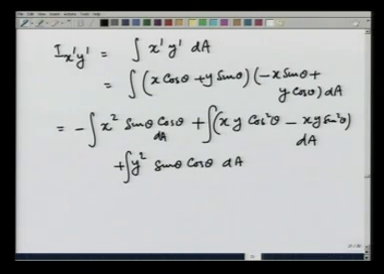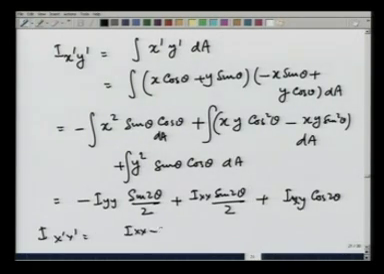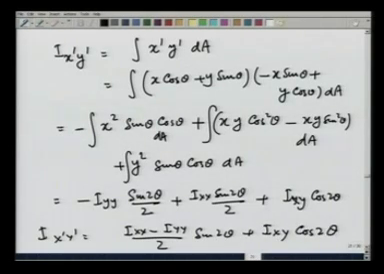This is also dA. x square dA is nothing but minus I_yy, this can be written as sine 2 theta divided by 2, plus y square dA is I_xx sine 2 theta divided by 2, and xy dA is nothing but I_xy. Cosine square theta minus sine square theta is cosine 2 theta. So, I_x'y' is nothing but (I_xx minus I_yy) divided by 2 times sine 2 theta plus I_xy cosine of 2 theta.